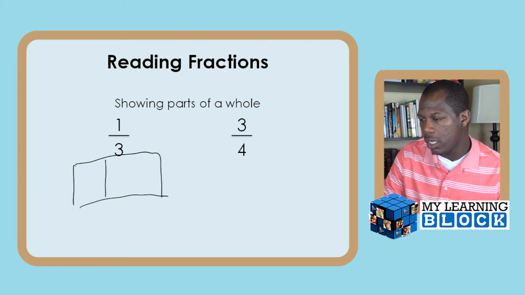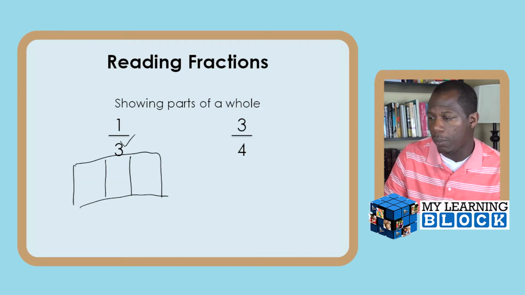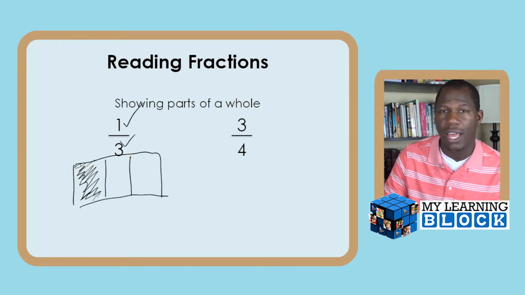So I have 3 equal parts. So 1, 2, 3, denominator, check. All right, now I need to determine one part. And what I'm going to do is I'm going to color that one part. So now I'm going to color one part black, and I have 1/3. So if you look at this object, I have 1/3 colored black.